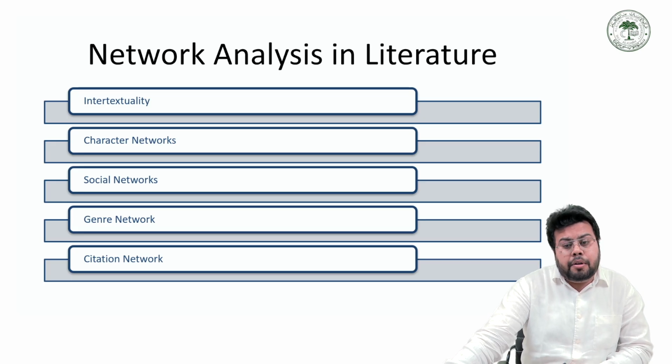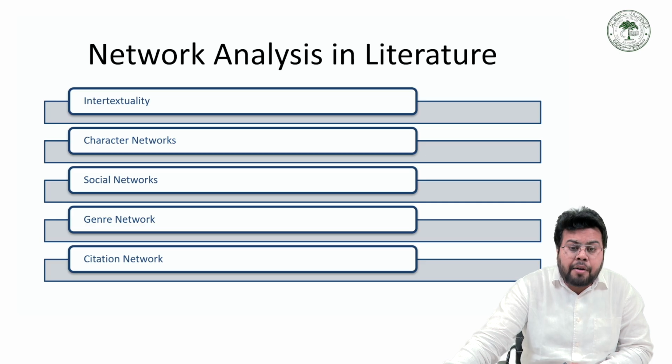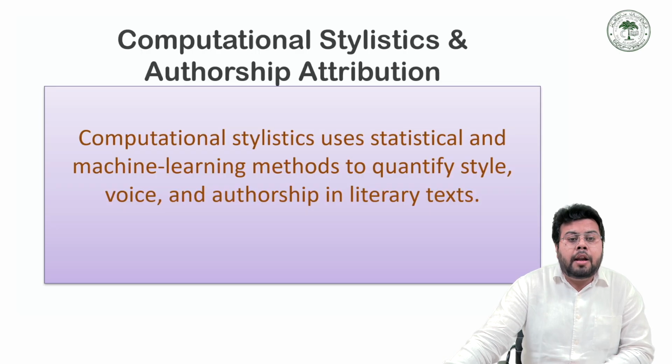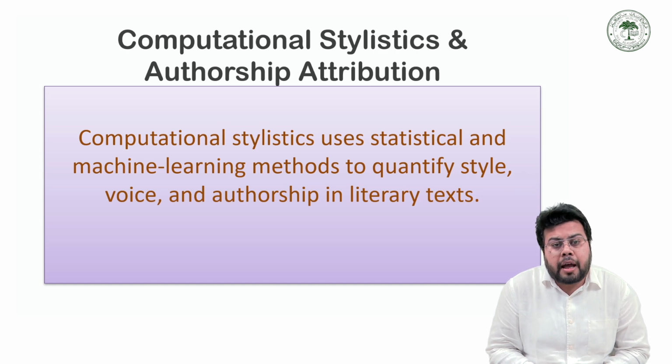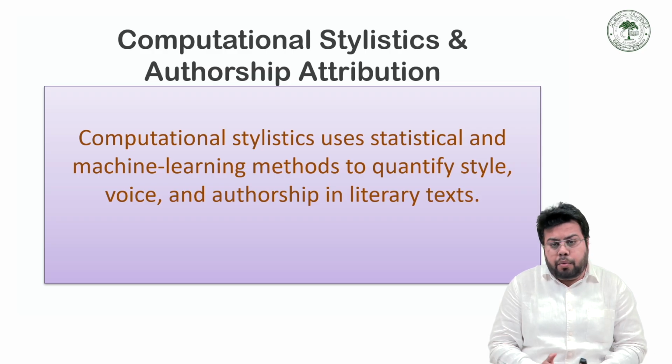Now, these examples show how digital methods move beyond traditional close reading to reveal patterns, structures, and relationships that are difficult to detect through reading alone. Now, another method is known as computational stylistics, or it is also known as stylometry. I mean, we can use any of the names, but generally in linguistics or in digital humanities, it is known as computational stylistics.